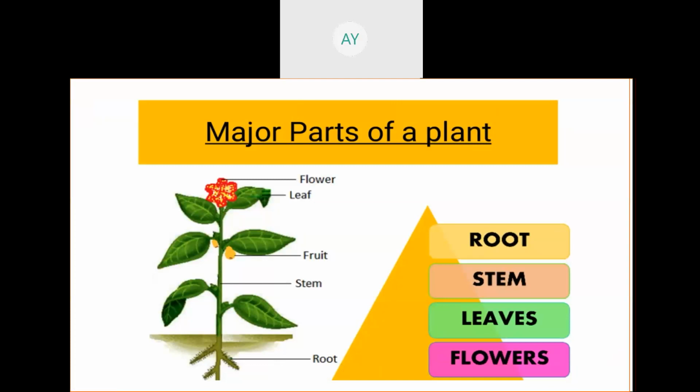Second function is transpiration. So what is transpiration? Loss of water in the form of water vapor from the leaf surface, that is known as transpiration. So whatever excess water is present in the plants is going to evaporate in the form of water vapor. That process is known as transpiration.